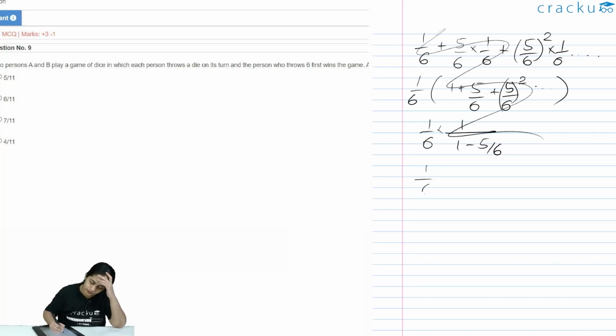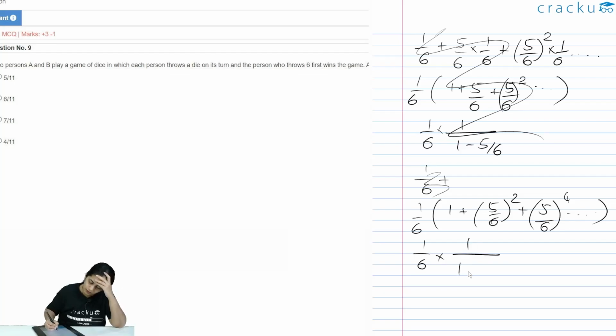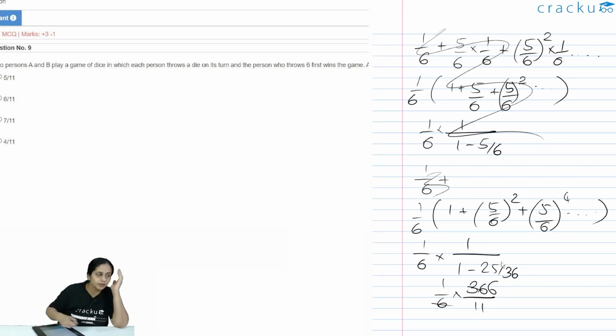1 by 6 plus 5 by 6 into 5 by 6 into 1 by 6. So this is 1 by 6 into (1 plus (5 by 6) the whole square plus (5 by 6) the whole fourth power and so on), which is 1 by 6 into 1 upon (1 minus 25 by 36). So this is 36 minus 25, which is 11. So this is 1 by 6 into 36 by 11, which is 6 by 11.